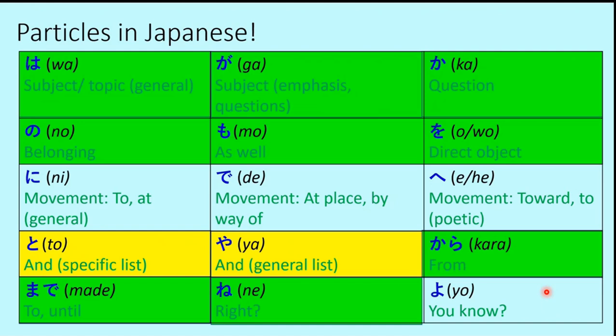Friends, this is the familiar chart of particles in Japanese. The green ones indicate the ones we have discussed in this series so far, and the yellow ones are the two particles which we shall be discussing in today's lesson. So if you have missed any of these green ones, do go back into the playlist and find the lessons where we discussed this. Also, you will find the links to these lessons in the description section of this video of lesson 66. So do watch those videos as well if you didn't earlier.